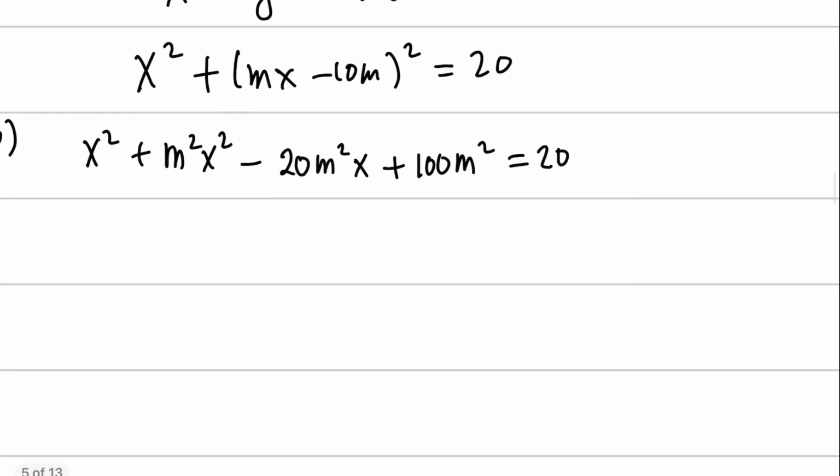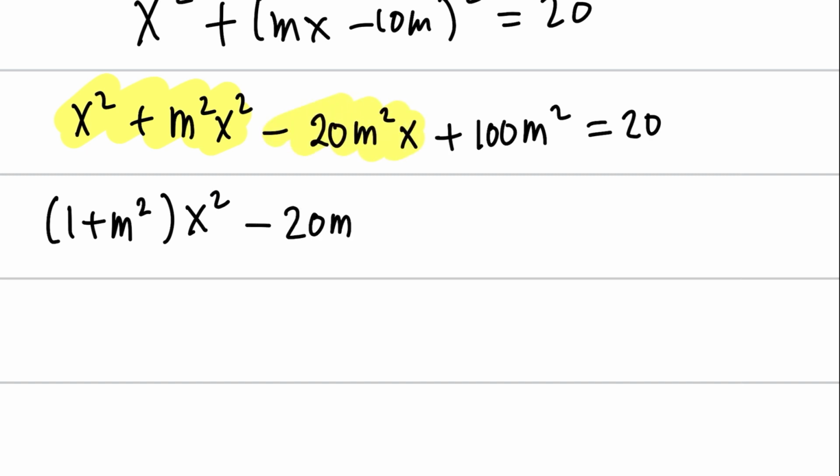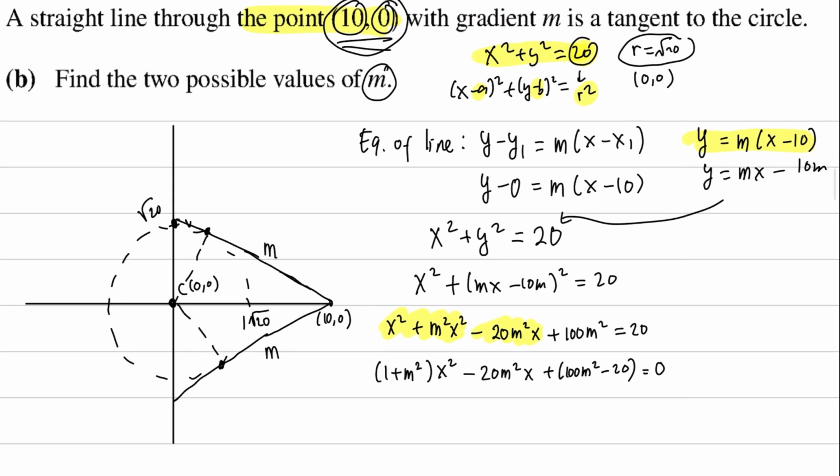Now it looks complicated. So let's collect the x squared. We take out the x squared. We will get 1 plus m squared times x squared. And this is the only one that has x. So minus 20m squared x plus the constant, which is 100m squared minus 20. We put a bracket. Now, how do we find the m? Because we know that both of these lines only touch the circle at one point. So we can apply the discriminant.